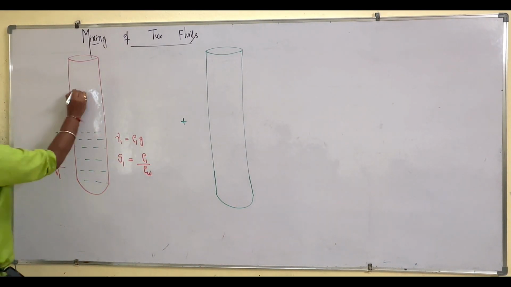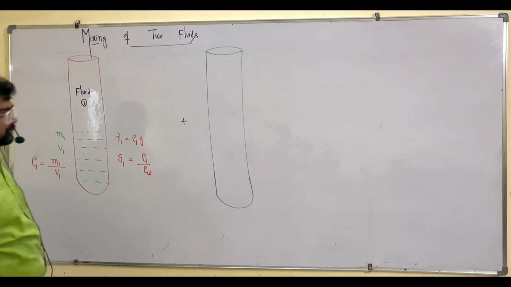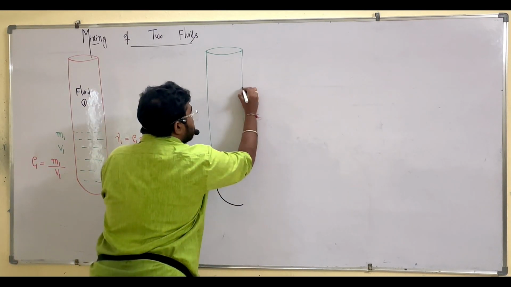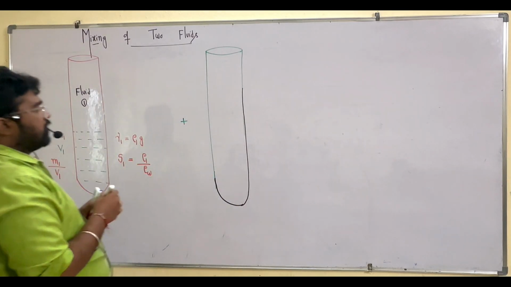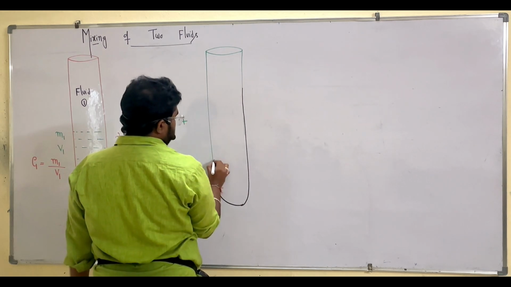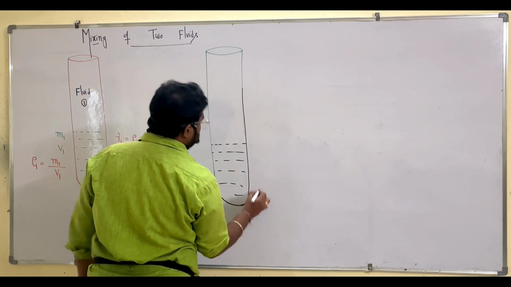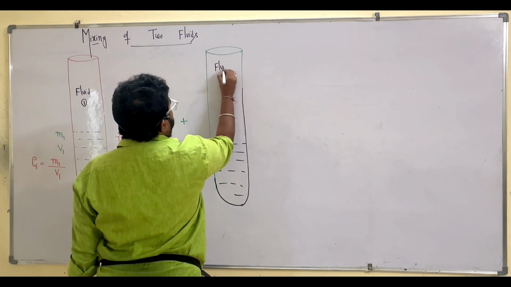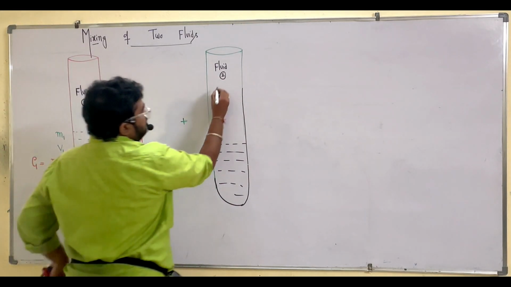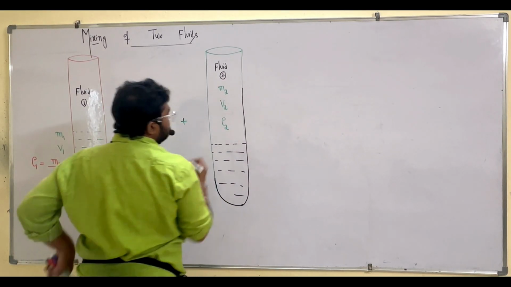Take this is the fluid 1, mixing of the two fluids. Here this is the fluid 1. Here the fluid is this much. And this is the fluid 2. So mass of the fluid 2 is m2, volume 2, density 2. Clear.